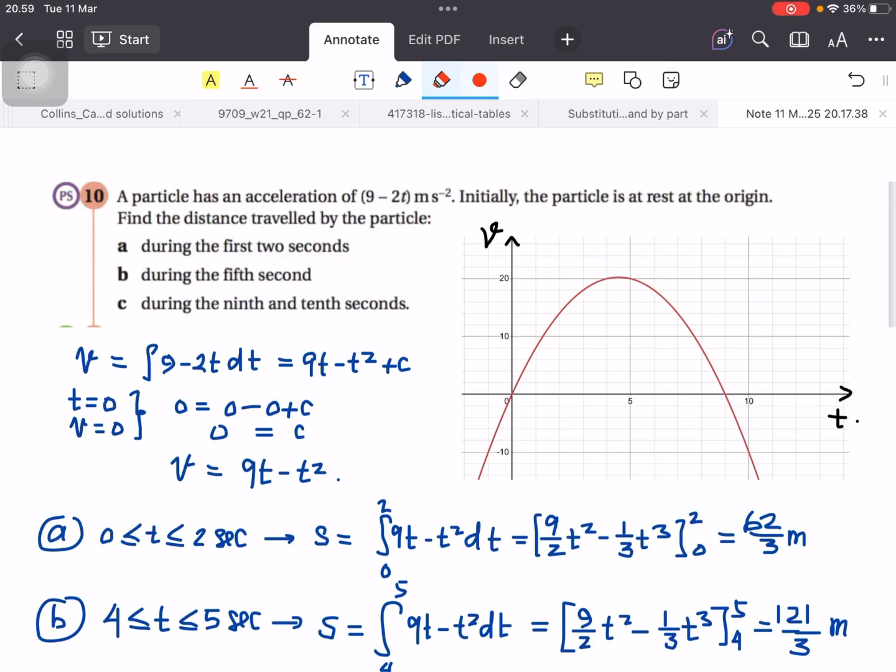So students, first we need to find the expression for velocity by integrating the expression for acceleration. The velocity will be 9t minus t squared plus c. And then the question says that initially the particle is at rest. We can find the value of c using that information. The c is equal to 0. So the expression for the velocity is 9t minus t squared.